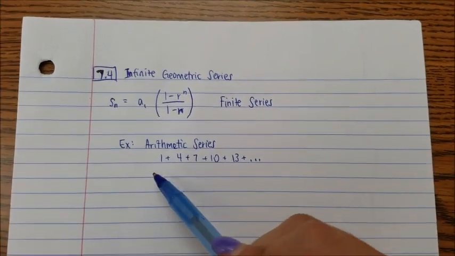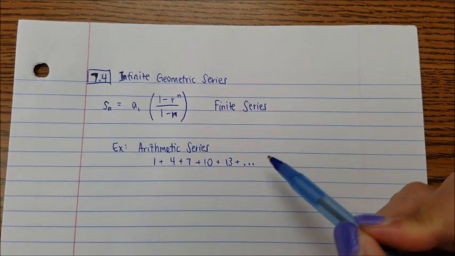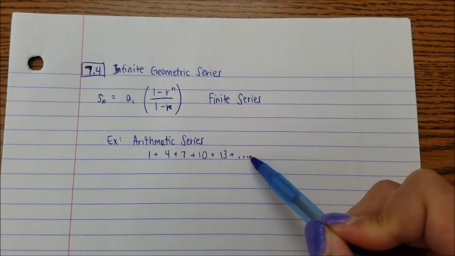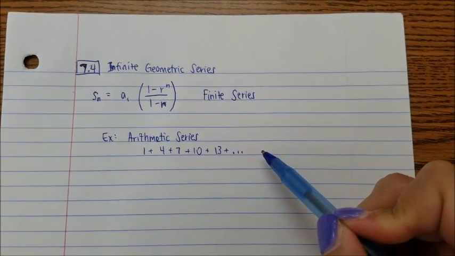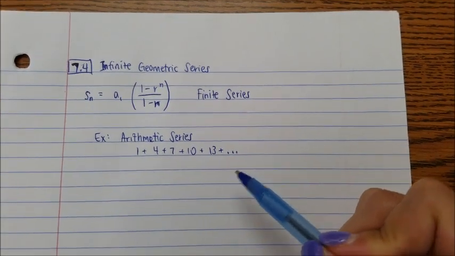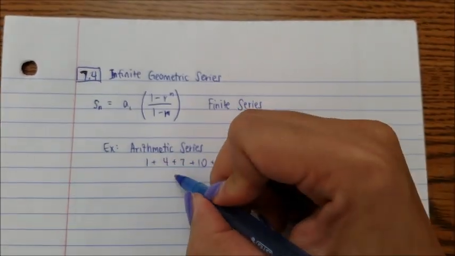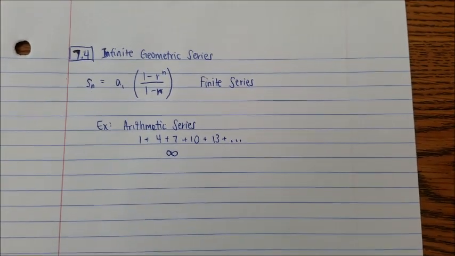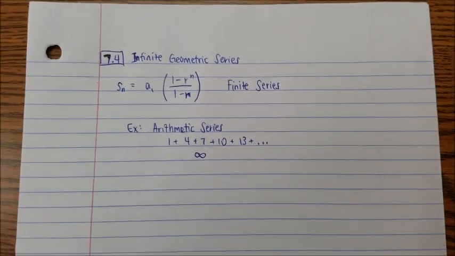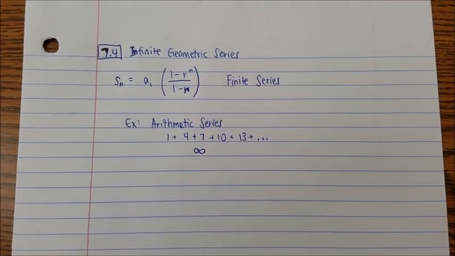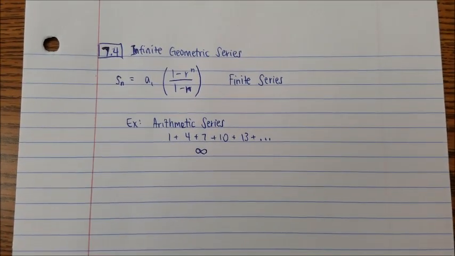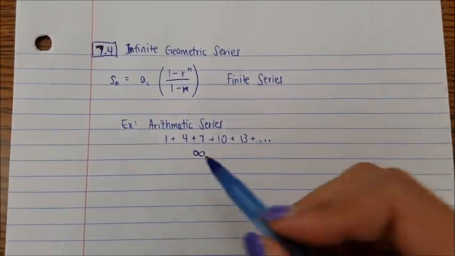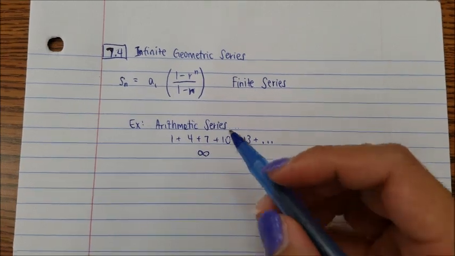But if we're adding all of these numbers together, and if we're doing this forever, the numbers that we're adding on will keep getting bigger and bigger and bigger. So technically, we can't keep adding forever because it'll just reach infinity. The numbers will just keep getting bigger. There's no stopping point to this. So we can't really do an infinite arithmetic series. That's why we don't have a formula for it, because it'll just end up being infinity.